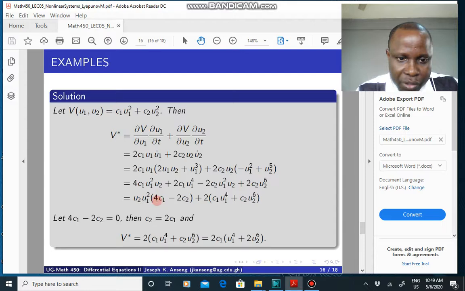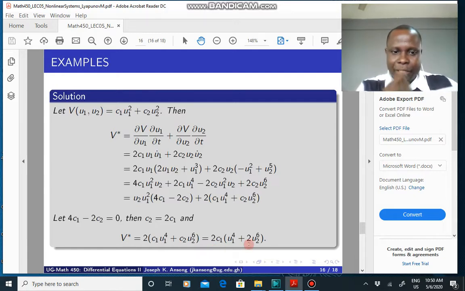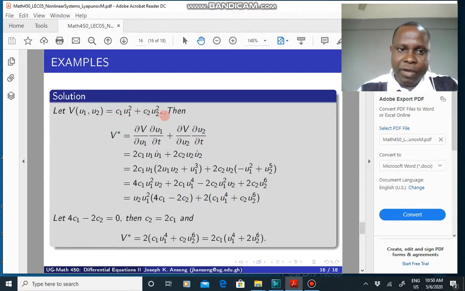So what you do is that you equate this to 0, then you can get rid of this term. So when I equate this to 0, I get C2 is equal to 2C1. But because it's 0, V star reduces to this. And so now it's much easier to determine the sign of V star. So now I can see that if C1 is positive, then C2 will also be positive. So both C1 and C2 are positive implies that my V will also be positive away from (0, 0).